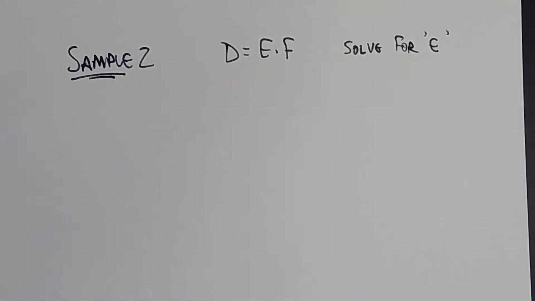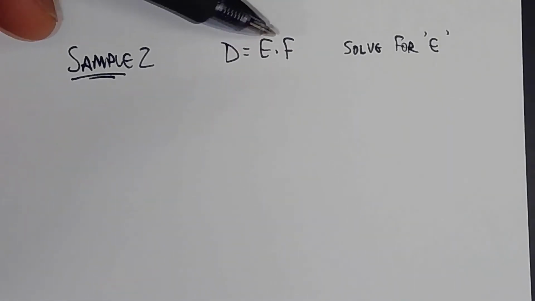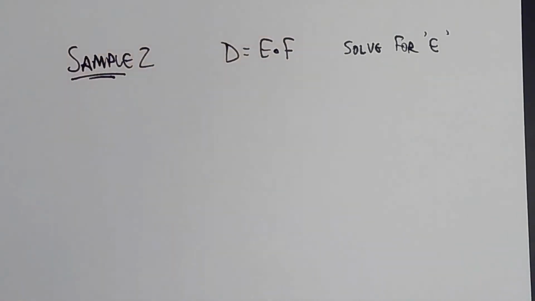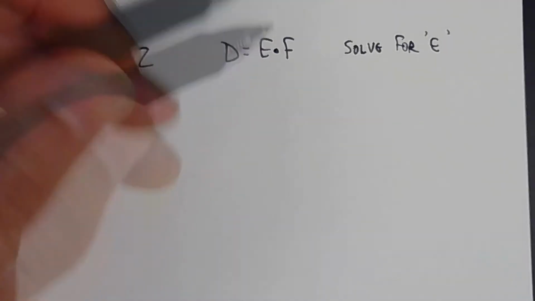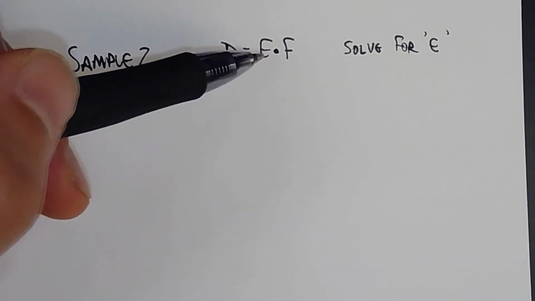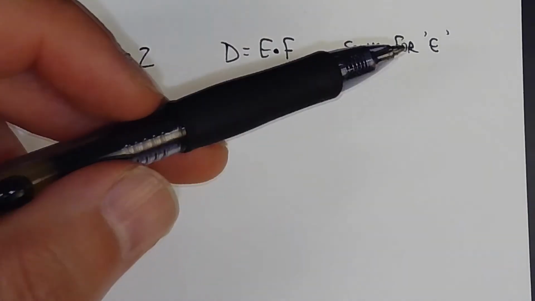Sample number 2. We have D equals E times F. If you're not familiar with it, we can sometimes use a dot in the middle to show multiplication, or we can just write them right next to each other, and you can do it any way you want to. So D equals E times F. We want to solve for E.